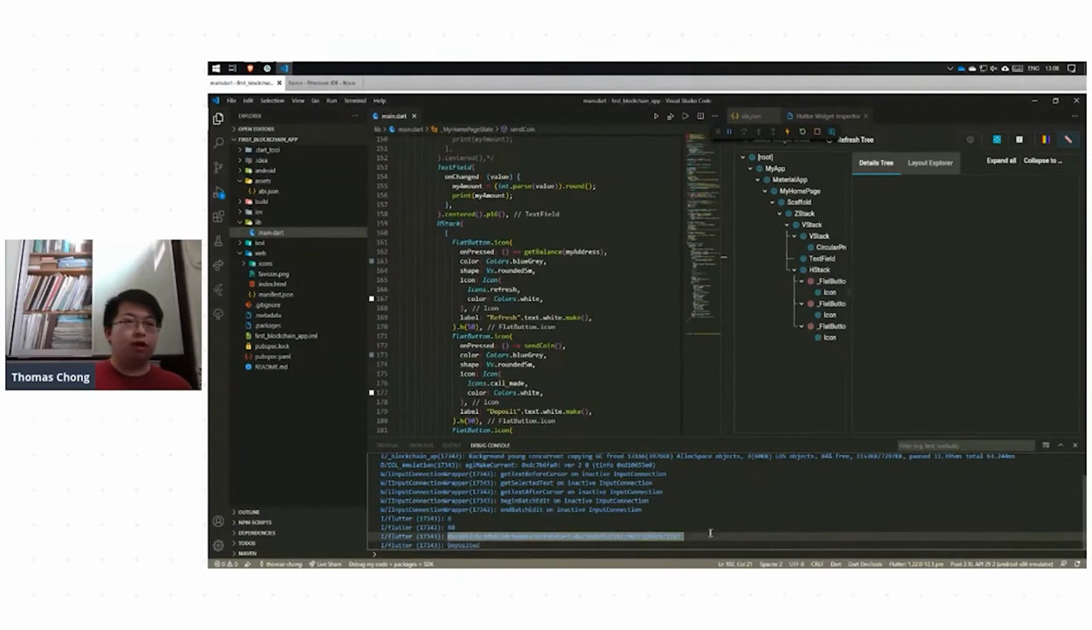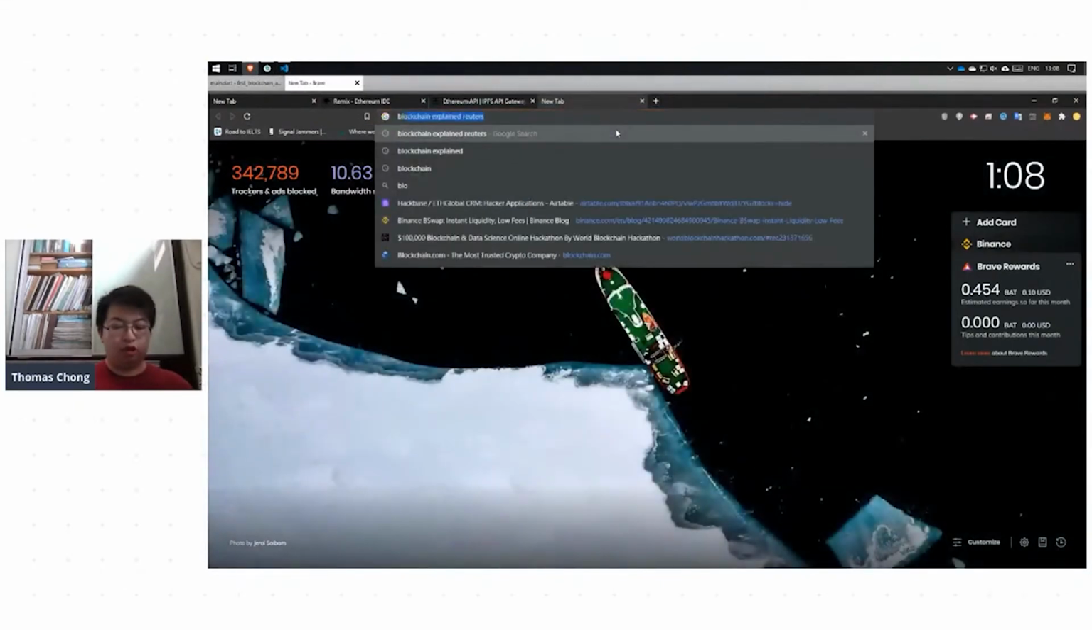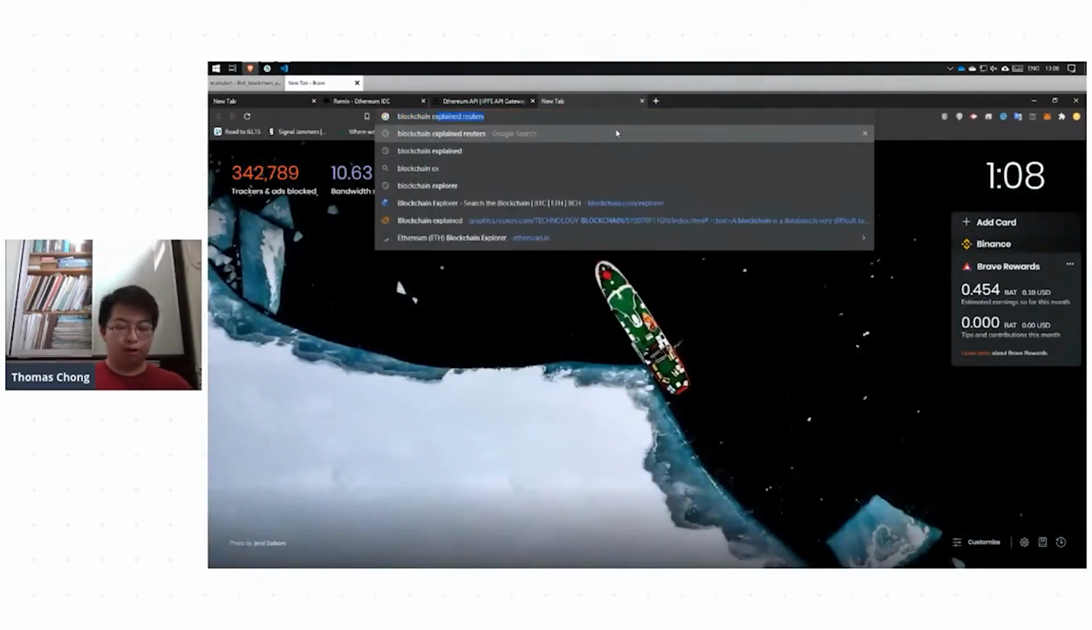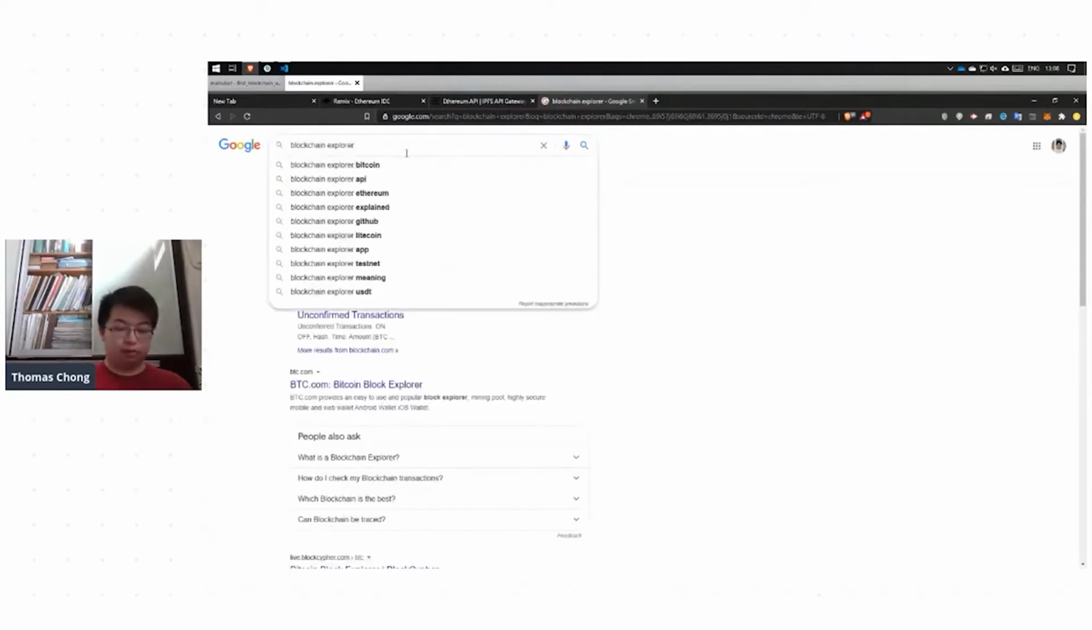So this is quite interesting, because you can go back to the blockchain explorer to check whether this is a real transaction. I'm using the testnet.